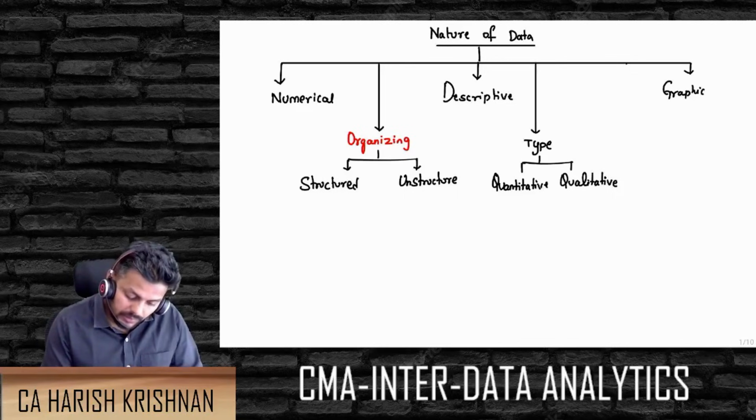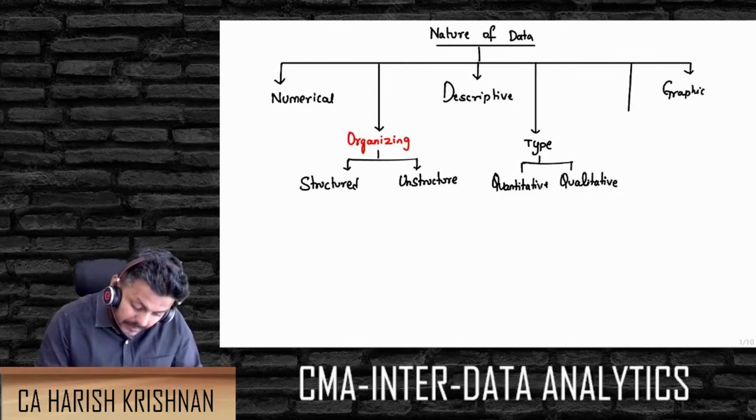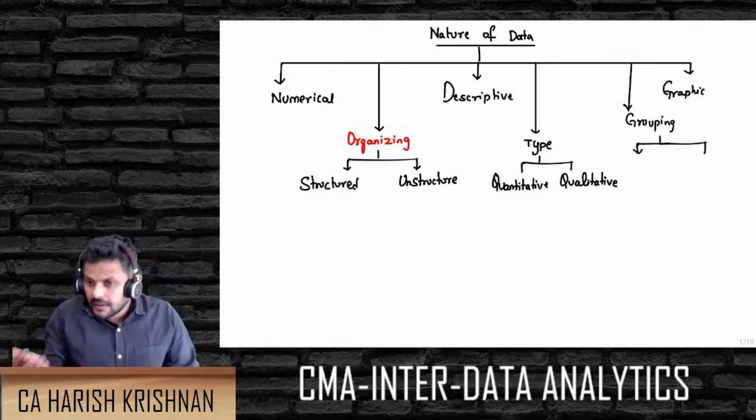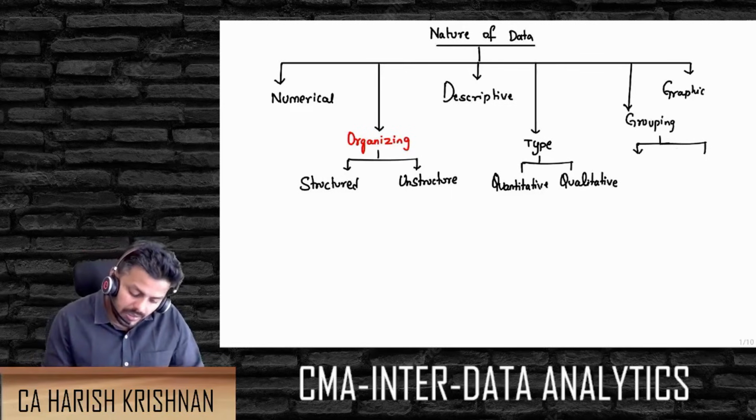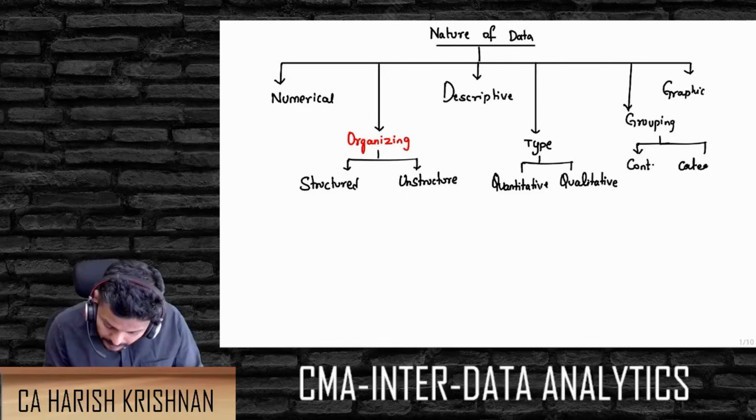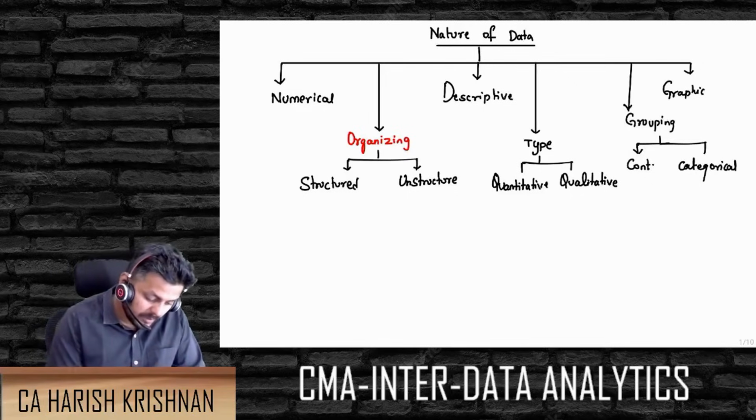And then, based on grouping, you can say it is either categorical data or continuous data. Continuous and categorical data. So if you have to say, we'll number them.